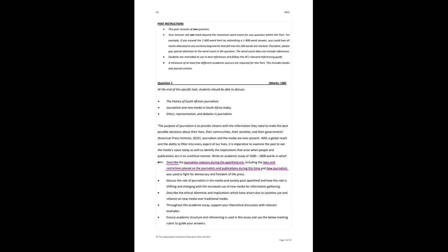Okay. All right. Let's look at the next point. So if we have a look here, the next one is, once you've described all this stuff, you then are going to discuss the role of journalists in media and society post-apartheid, and how this role is shifting and changing with the increased use of new media for information gathering.